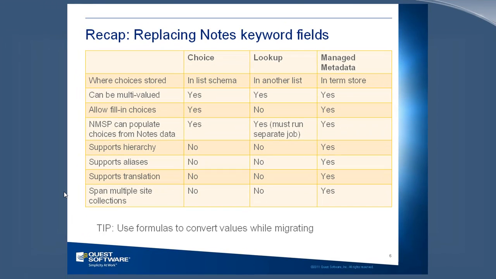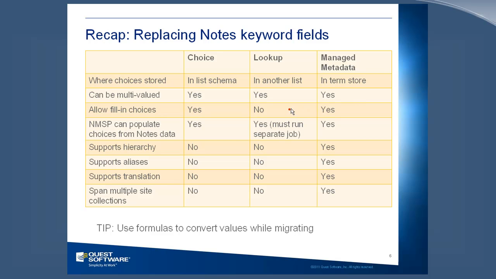So I want to recap what we talked about with migrating notes keyword fields, or anything that has any kind of lookup or set of choices in notes. Your three choices in SharePoint are pretty much choice fields, lookup fields, and managed metadata fields. And the biggest difference is where these things are stored. The legal choices are stored in the list schema in the case of a choice field, or in another list, or in a term store. And in all these cases, they can be multi-valued.